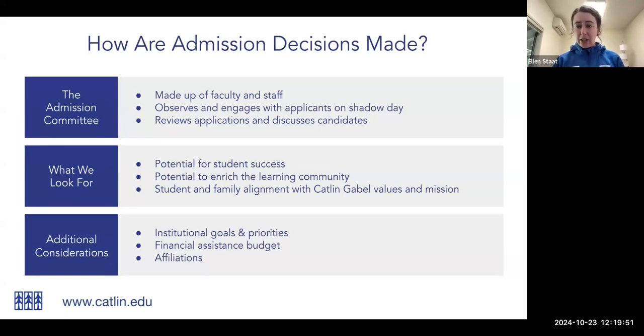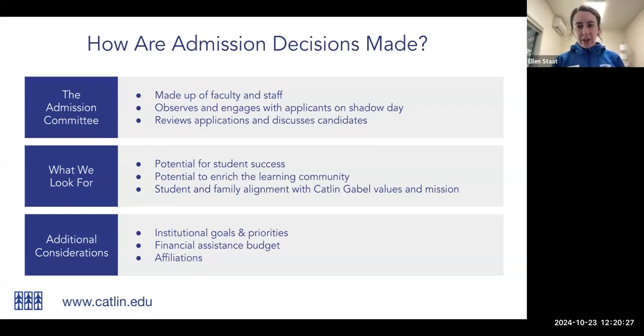And then some additional considerations that do come into play as an independent school is looking through our institutional goals and priorities. We have a robust financial assistance budget, but it does have limitations, so that can be a factor sometimes. And then also affiliations. We do everything we can to keep families together, and then to honor people with connections to our community, like teachers and alumni or families who maybe have 2 children at Catlin Gable and a third is applying, or things like that.